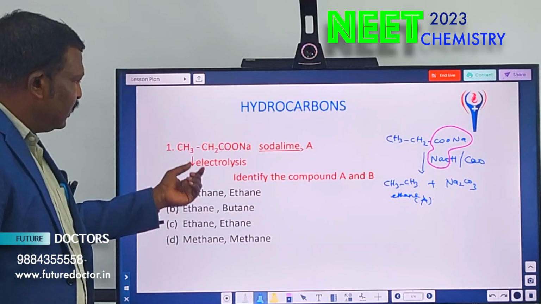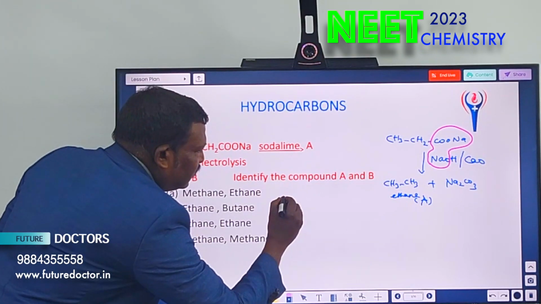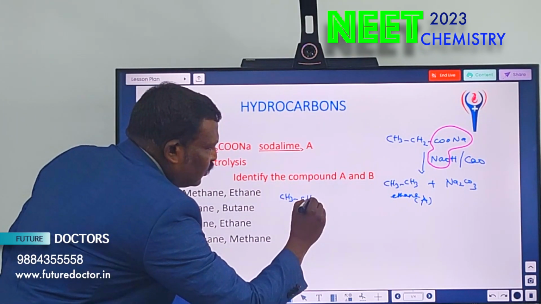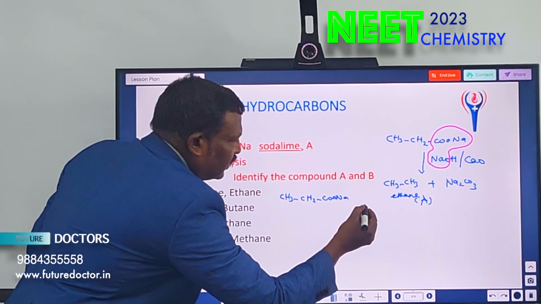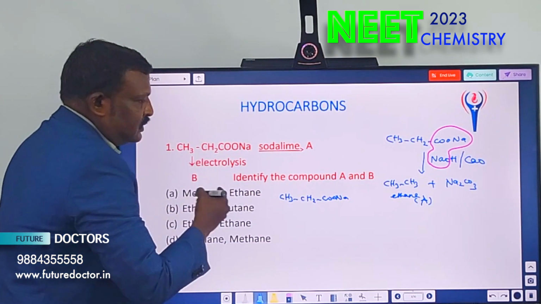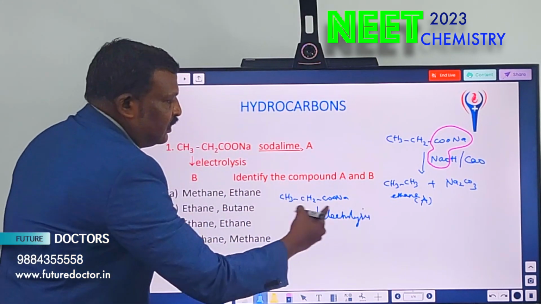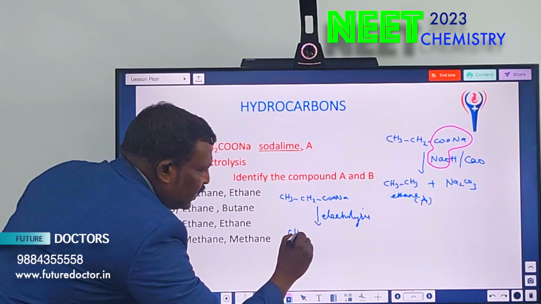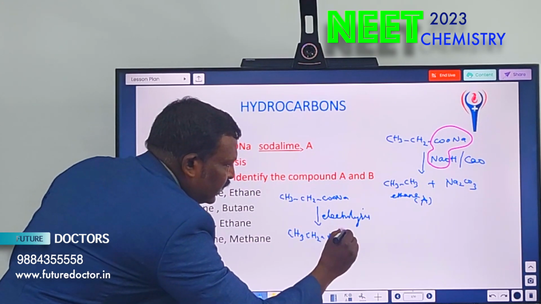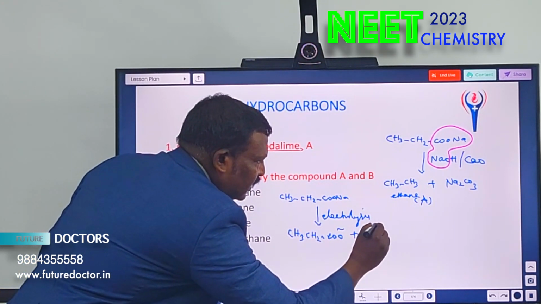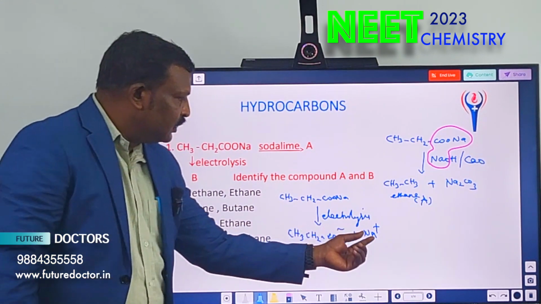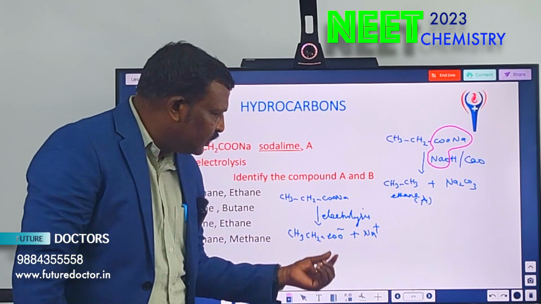The same compound undergoes electrolysis. So here I write CH3CH2COONa. Understood? It undergoes electrolysis. Electrolysis means what happened? It is split into ions. So it becomes CH3CH2COO minus plus Na plus. Then Na plus goes to the cathode, and the other goes to the anode.